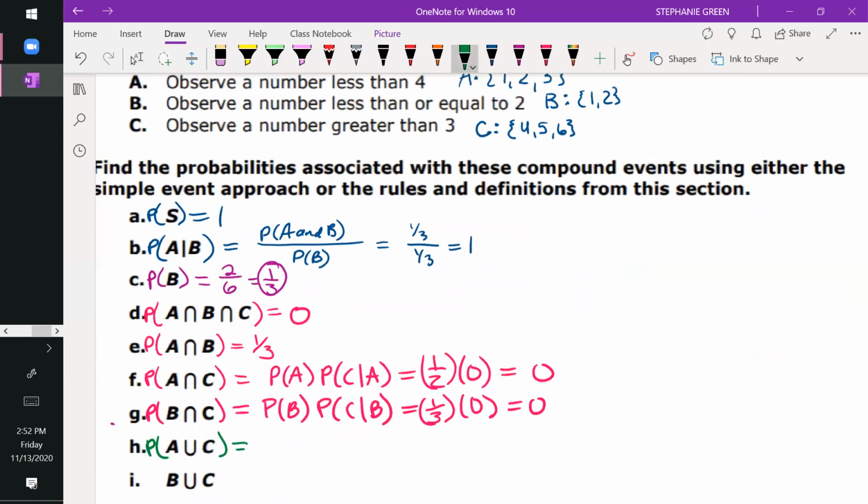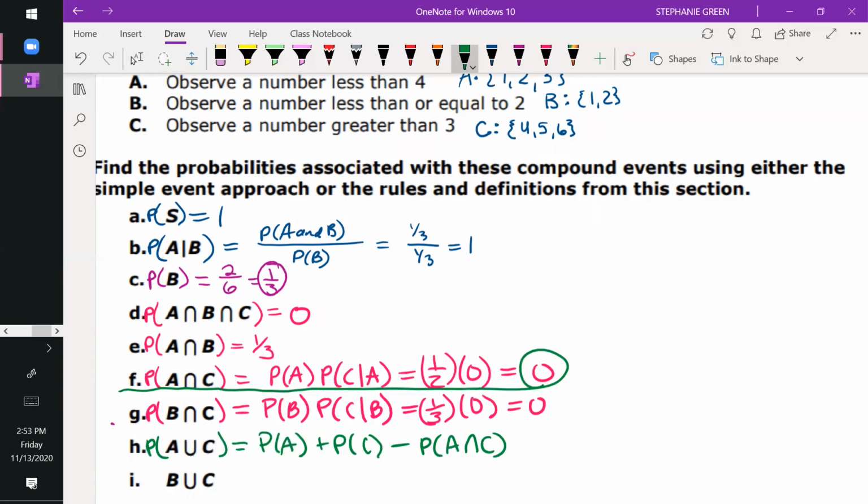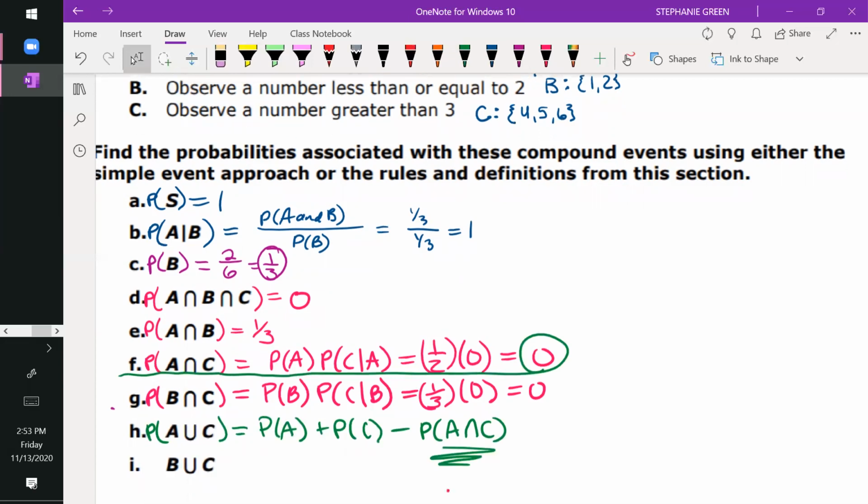To calculate this, we would do the probability of event A plus the probability of event C minus their intersection, if there is one. And we actually already did that before. We saw in part F that the probability of their intersection was 0. We know A and C are mutually exclusive events, so we don't need to worry about their intersection at all. We can leave that off.